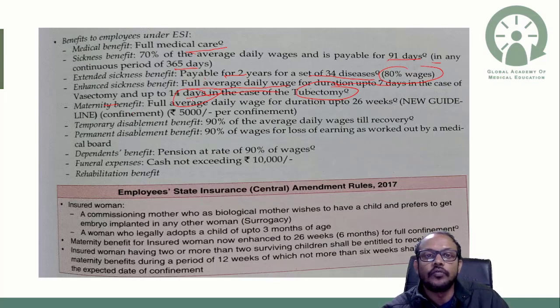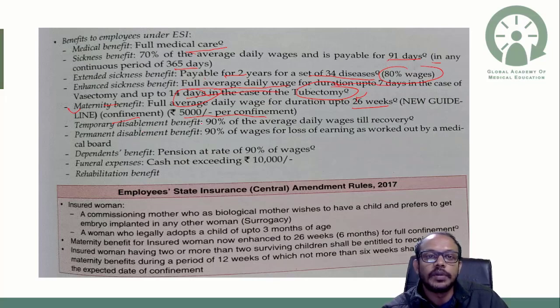Maternity benefit, full average daily wage for a duration of 26 weeks. This was our question, okay, new guidelines, and 5,000 per confinement, okay, 5,000 rupees is given per confinement, and daily wages for a duration of 26 weeks is given, okay.